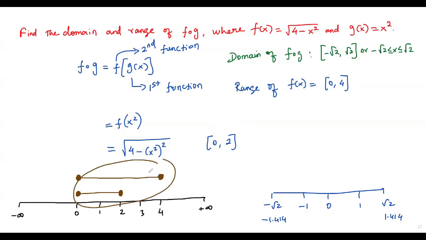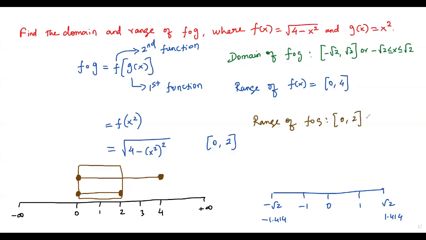Now, what is the common region of these two graphs? That is clearly this part. This common region gives the range of the composite function, which is nothing but 0 to 2. So the range of composite function f dot g is 0 to 2, or it can also be written as 0 less than or equal to y less than or equal to 2. Usually for range, we use the variable y.